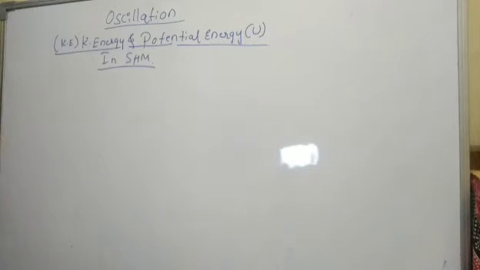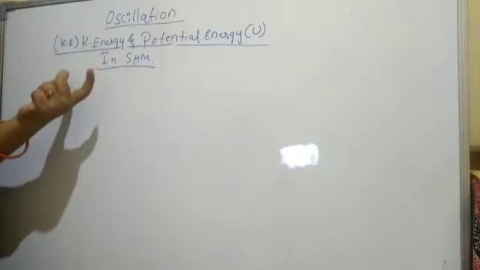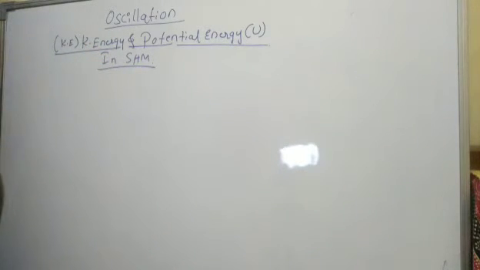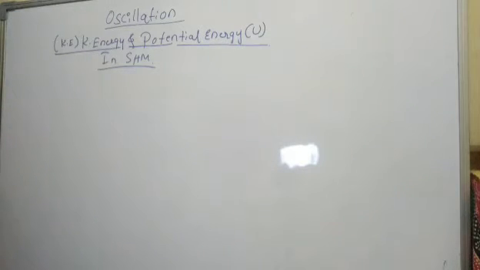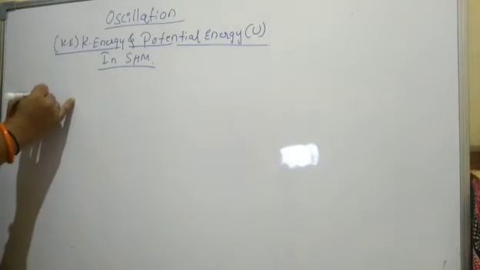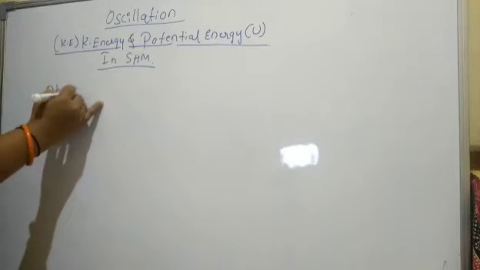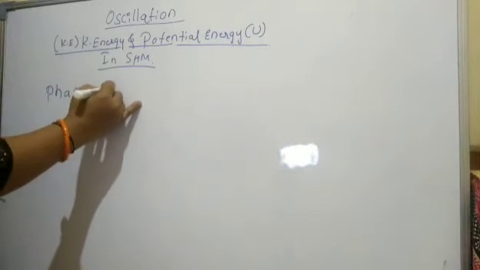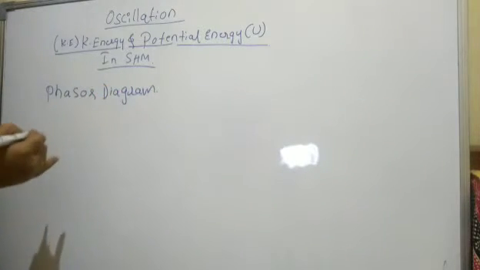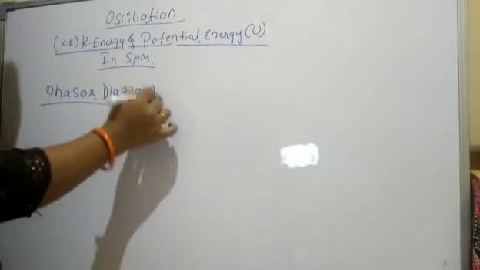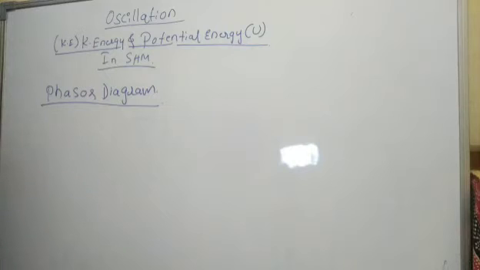Hello dear students. Today in this class we will discuss the kinetic energy and the potential energy of a particle in an SHM. Before going to this topic, we were discussing the phasor diagram. Using the phasor diagram, we can find out the equation of a particle in simple harmonic motion.